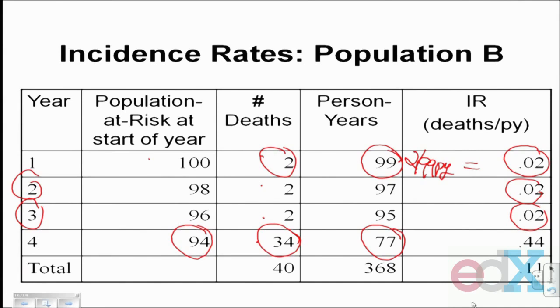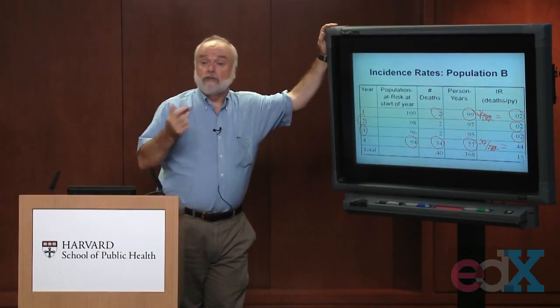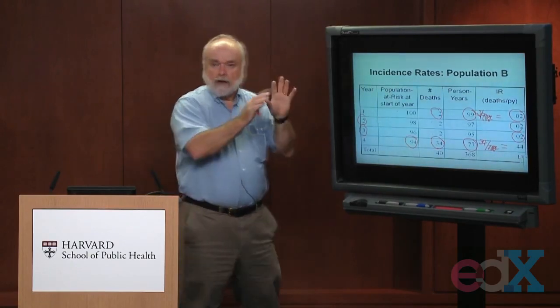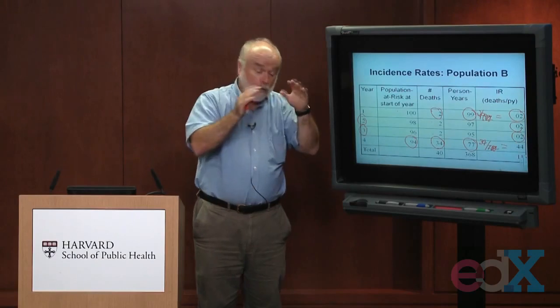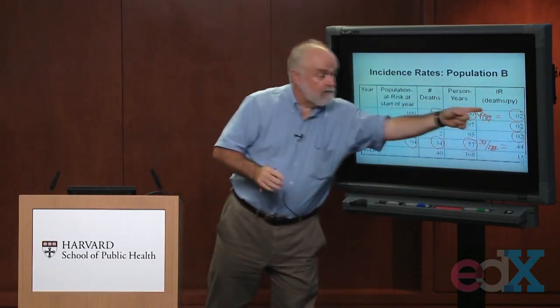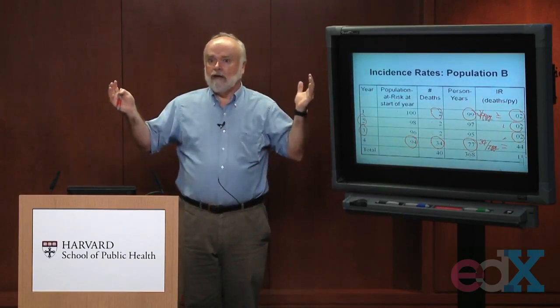What's the incidence rate for population B in the 4th year? It's going to be 34 deaths out of 77 person years of follow-up. Notice it's 0.44, much, much higher than what was existing in the 1st, 2nd, and 3rd year of follow-up. That's why I don't want to be in population B if I survive my first 3 years. I wanted to be there for the first 3 years where the incidence rates were small, but not in the 4th year where the incidence rate's very, very high.